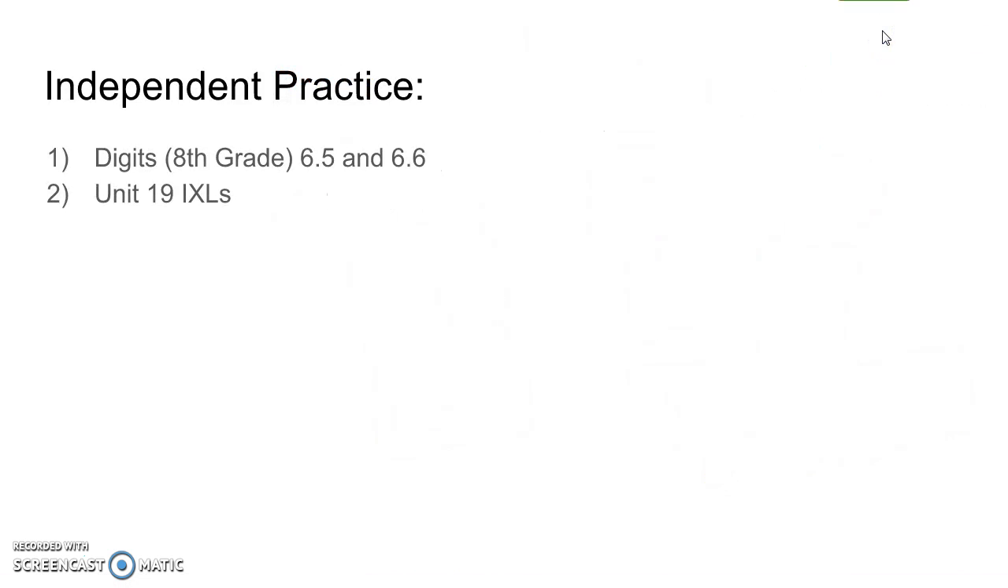Okay, at this point you should be ready to try the digits 6, 5 is all addition. 6, 6 is all subtraction, where you subtract the second equation from the first. Have fun!